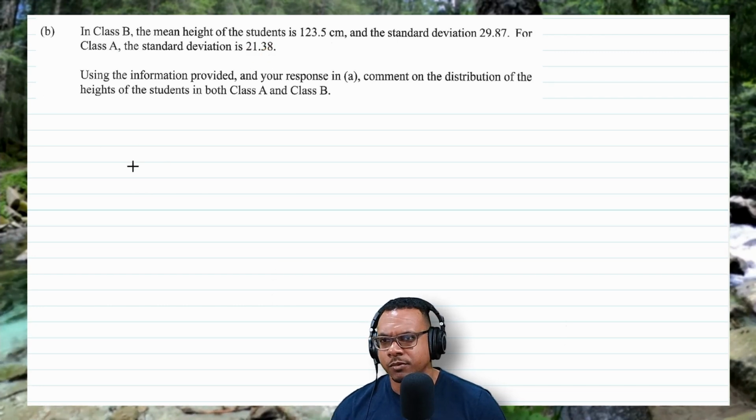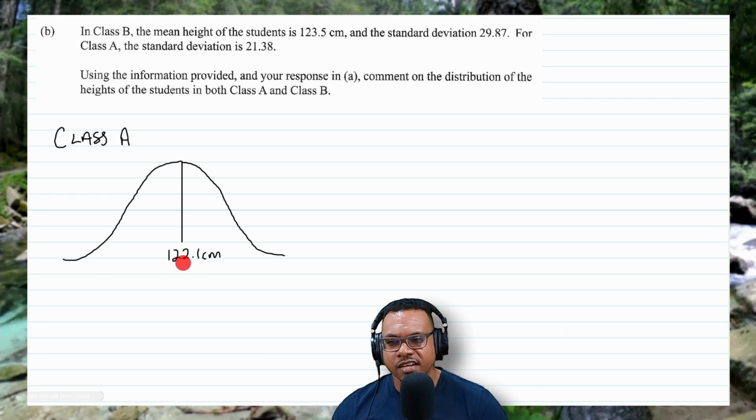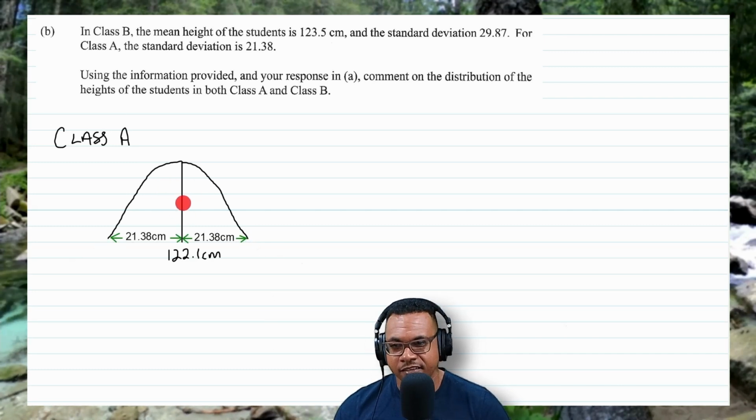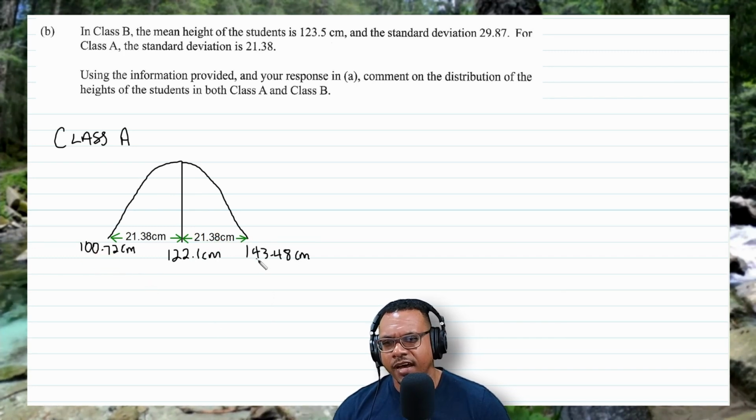Let's just see what I'm talking about. So for class A, here I have my mean, which is 122.1. This will be the spread of the data. So we'll go 21.38, because this is the standard deviation for class A, so 21.38 less and 21.38 more. This diagram gives us an idea of the spread of the information. We have the mean in the middle, and on the lower end 21.38 less, and on the higher end 21.38 more. So that will be 100.72 on the lower end and 143.48 centimeters on the higher end.